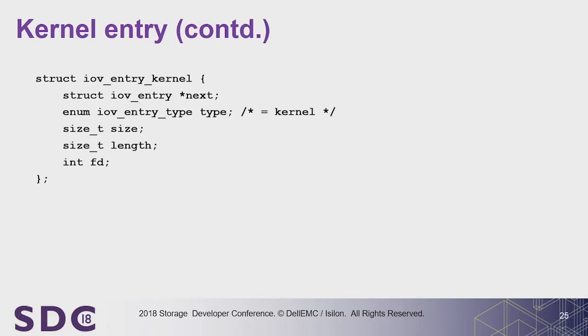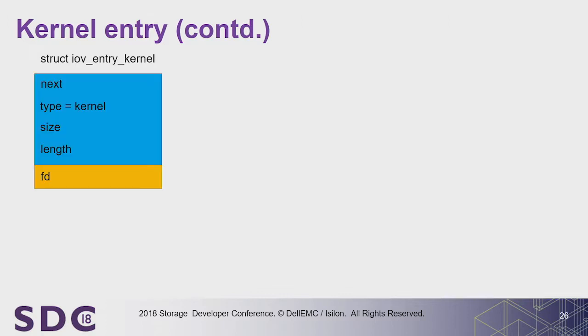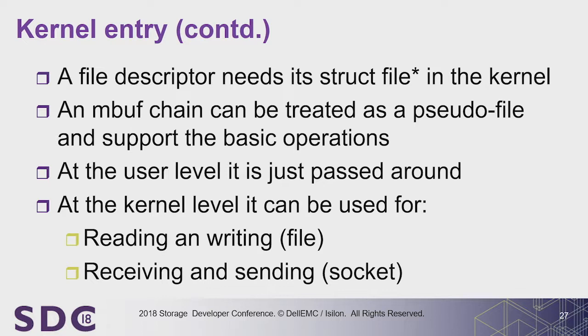So we have another creature called entry kernel. That creature does not hold data directly. It has the file descriptor. If we have a file descriptor, then that means, yep, there we go. The file descriptor is going to require an equivalent of struct file in the kernel. And it can be pretty much anything. So we can use an mbuf chain and make it into a pseudo-file that, inside the kernel, of course, we can read and write. And reading means just splitting a few mbufs off the front of the chain, or writing means appending them. Then we have something that resembles a file in the kernel space.